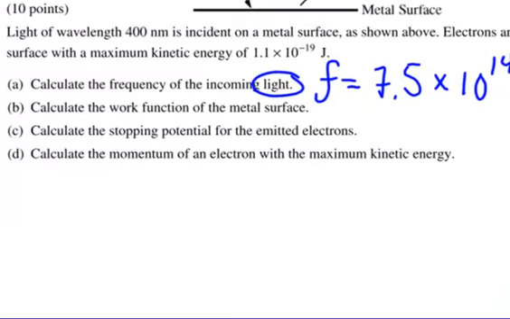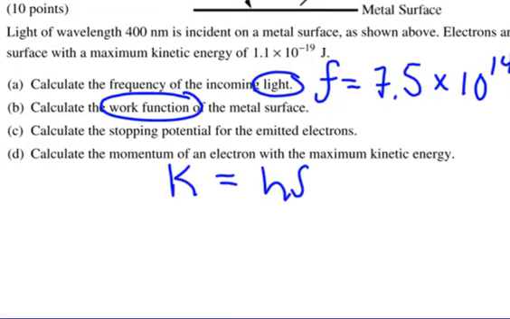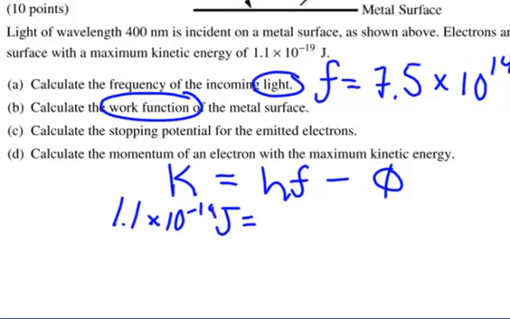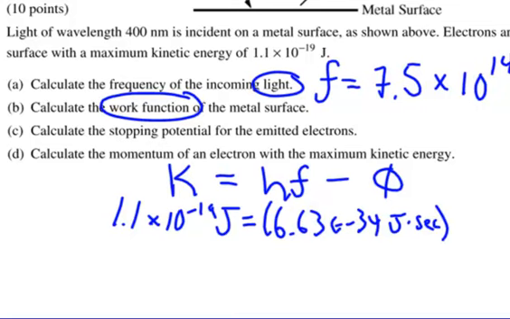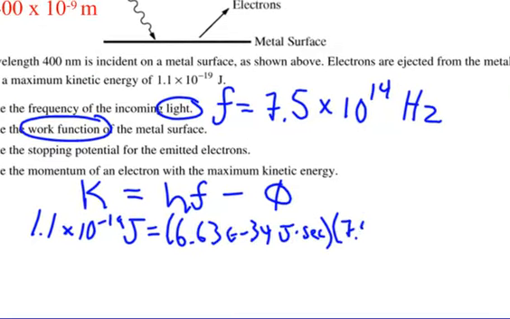Letter B says calculate the work function. When I see that word work function, that means I'm going to that kinetic energy max equals hf minus the work function. That's the only equation that has work function in it. What's my kinetic energy max? It's 1.1 times 10 to the -19 joules. Since kinetic energy is in joules, I have to use the 6.63 number because that is in joule seconds. I have to use units that work. The frequency is 7.5 times 10 to the 14th. I just found that out.